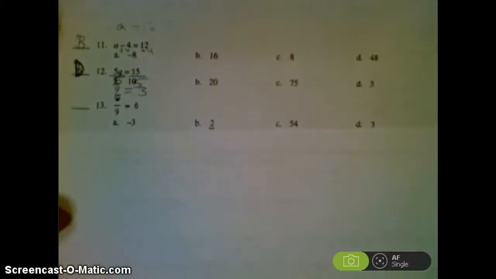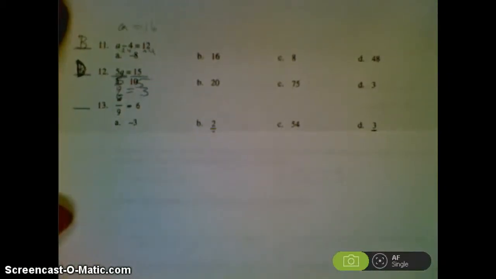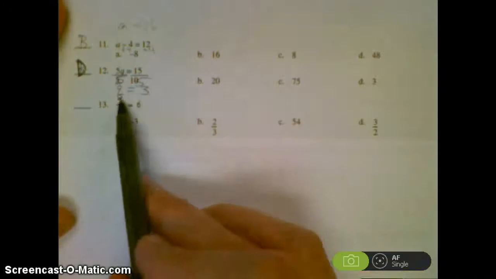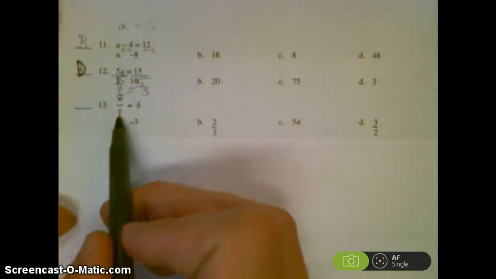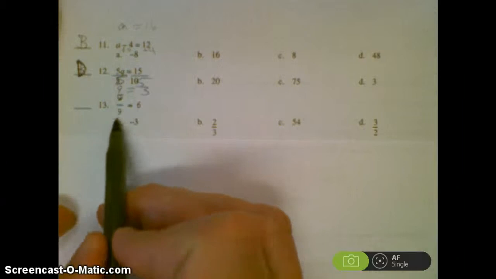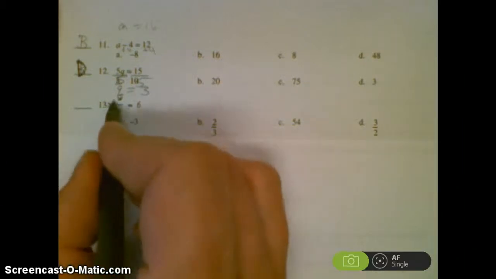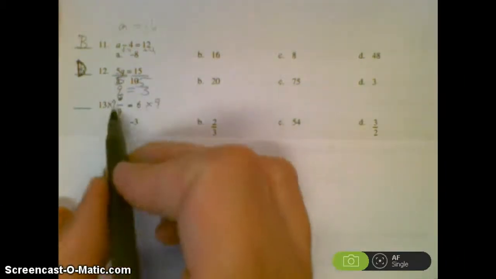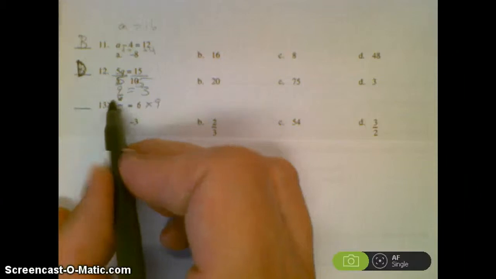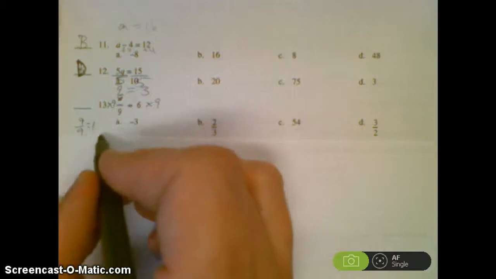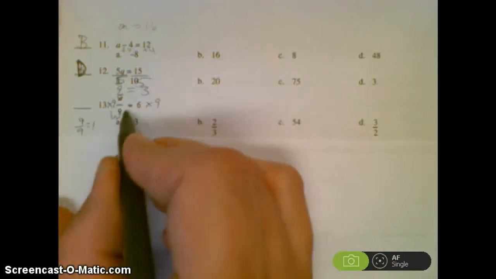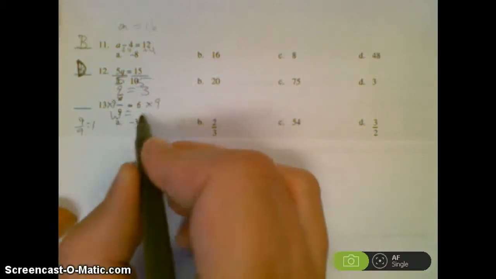W divided by 9 is 6. Again, you can just plug in numbers, or you could do it the algebraic way. Since this is W divided by 9, I want to multiply both sides by 9 to get my answer, because if I multiply this by 9, I'm left with 9 over 9, which is 1. So I would just be left with 1 times W. So W equals 6 times 9, which is 54. So the answer is C.